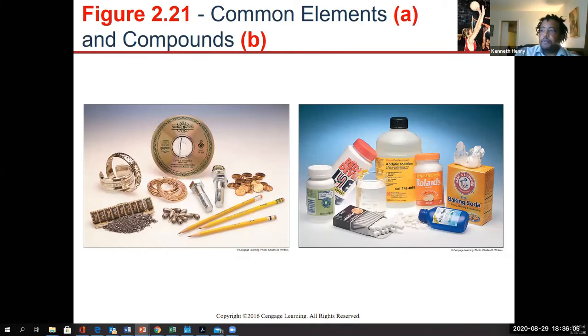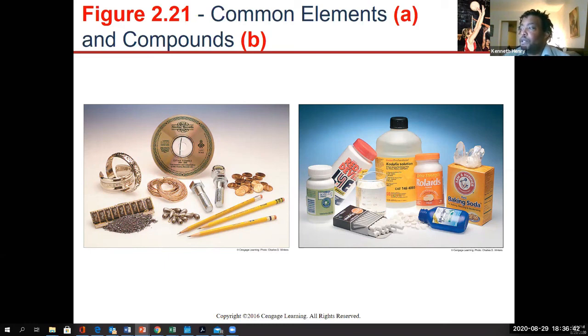So these are examples of pure substances: your pencil lead, which is just graphite, the pre-1982 penny, which was pure copper, your iron bolts, a long time ago, silicon wafers, and then your lead weights, copper wire, your 24 karat gold bracelet.